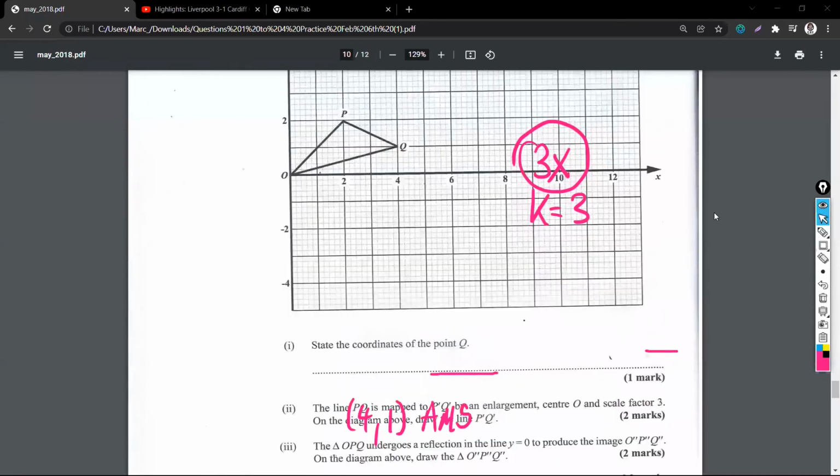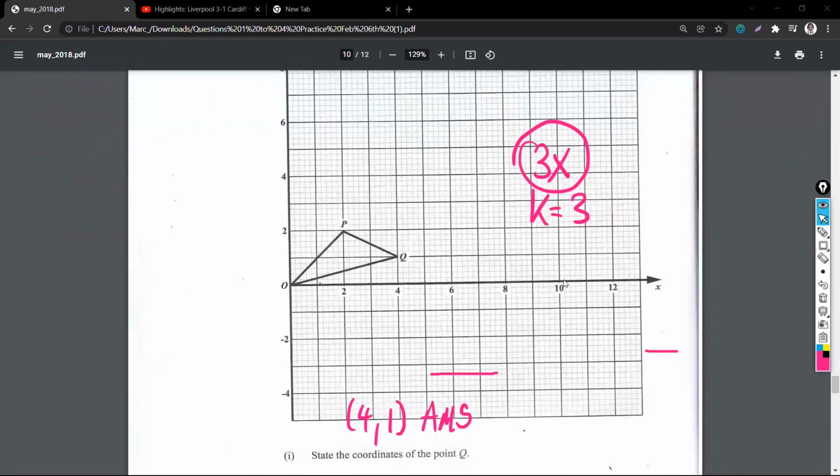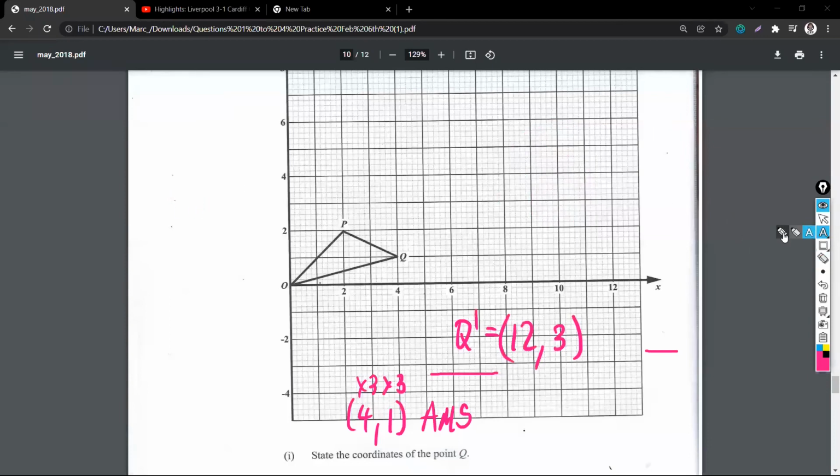So guys, it has to be 3 times the size. If it's 4, 1 for Q, then it would be 3 times. So the new Q prime would be 12 on the x-axis and 3. It needs to be 3 times the size. That's basically what they're asking us for the enlargement. So 12 and 3 is going to be 12 on the x-axis, 3 on the y-axis, which is right here.